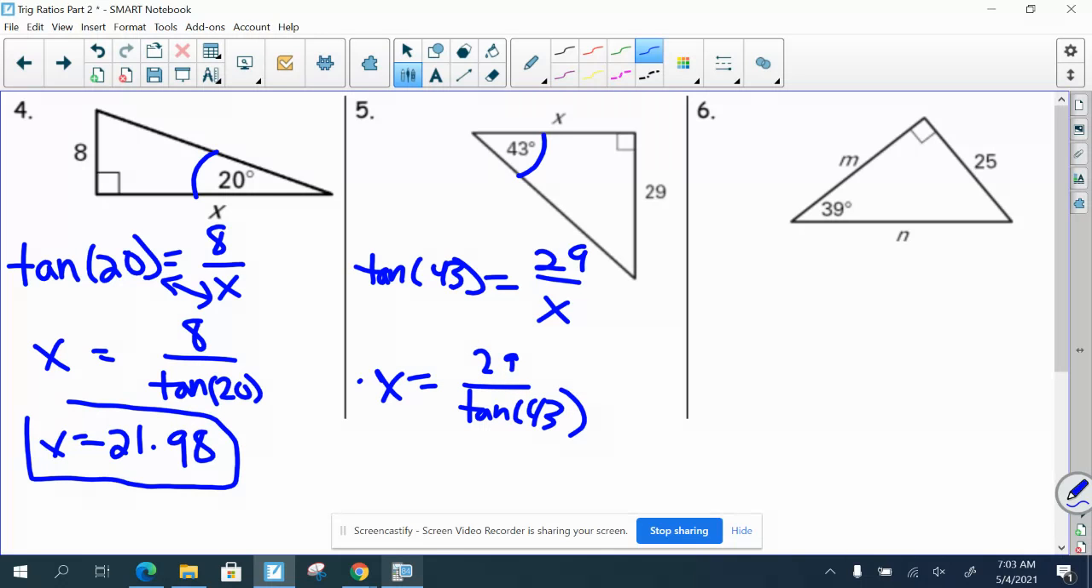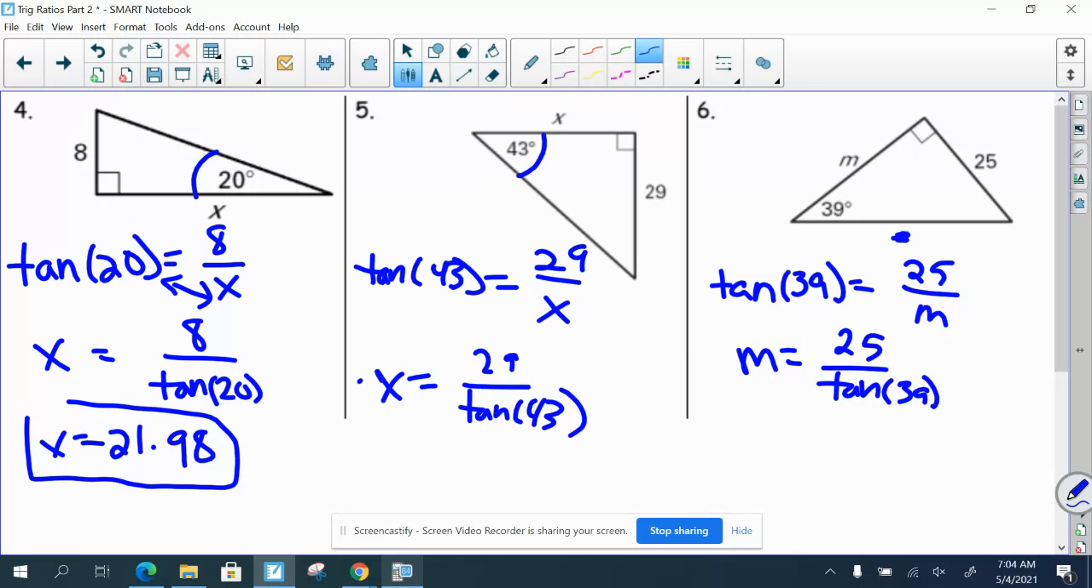Okay, for this one, let's see. I'm going to scribble out n for a second. So to solve for m, I would use the tangent because we have opposite and adjacent. So the tangent of 39 equals 25 over m. So this is the same thing as 4 and 5. So we would have m equals 25 divided by the tangent of 39, which if you type that into your calculator, you should get 30.87.